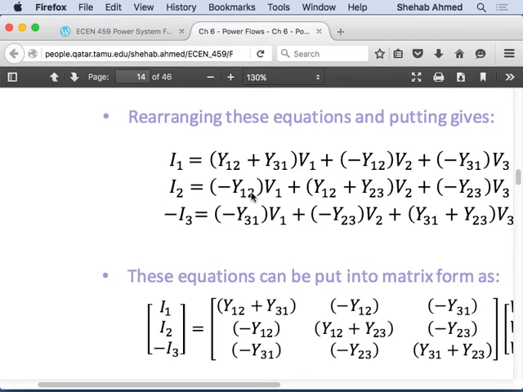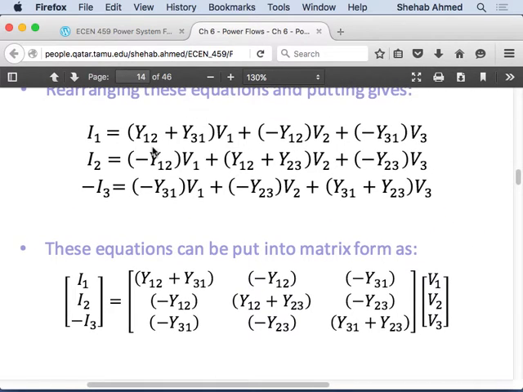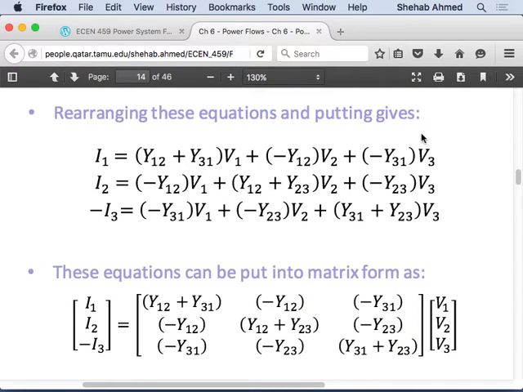and you look at I1. I1 is equal to the admittance connected at bus 1 multiplied by the voltage, plus the admittance connected between bus 1 and 2 multiplied by a certain voltage, plus a certain admittance multiplied by voltage V3, right? So we wrote these equations based on just nodal analysis, correct?